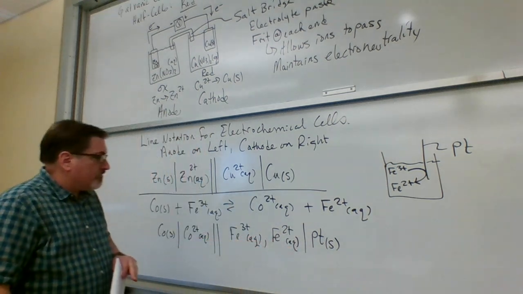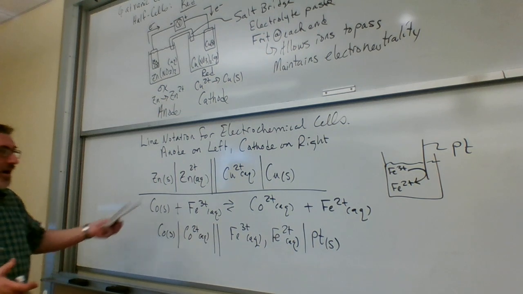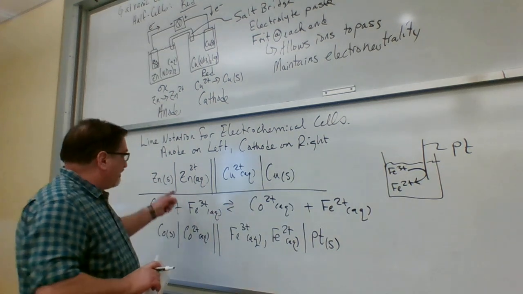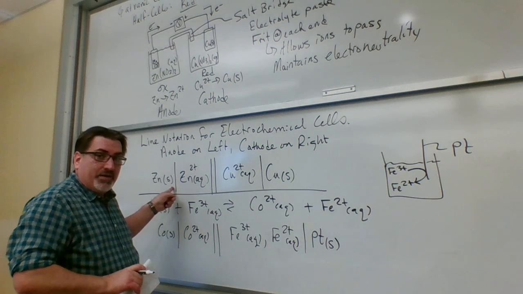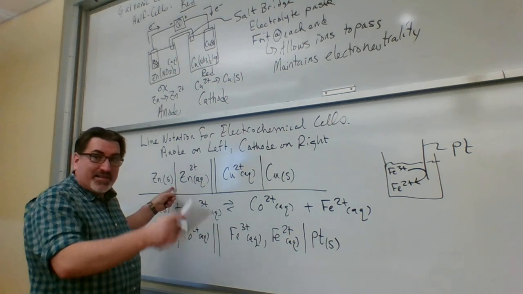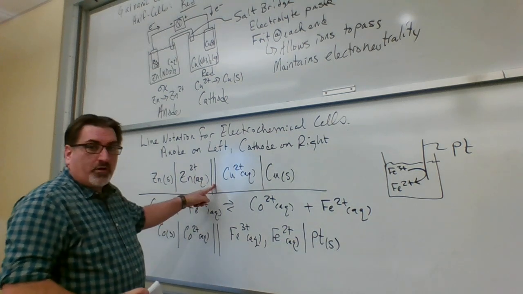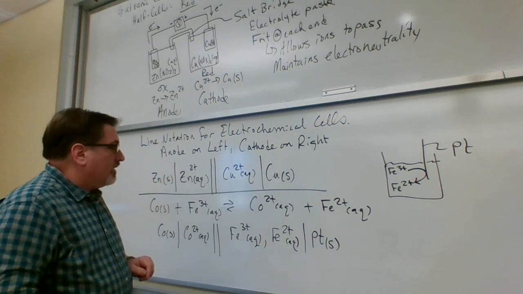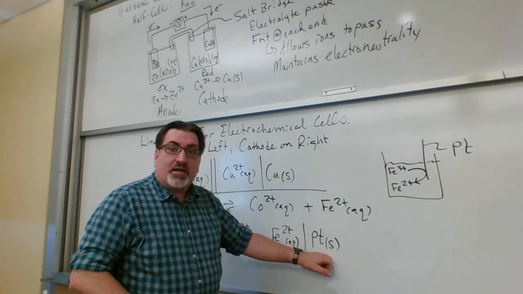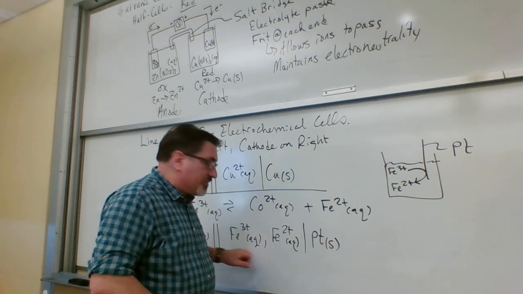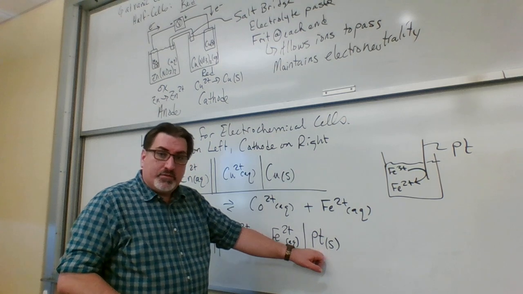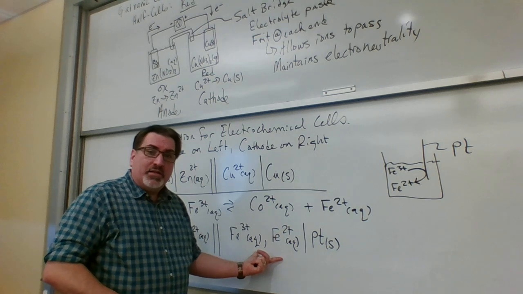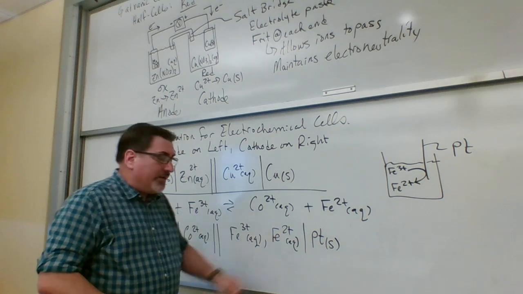Okay? So those are the things about these diagrams that you're likely to come across in a class like this. The vertical bars are for every single phase boundary, solid to aqueous, aqueous to gas, whatever. The double vertical bars are always for the salt bridge. They separate the half reactions. If we have just a conductor present, because we don't have a conductor as part of our redox, it will be listed separately. If we have multiple ions from the same element in solution together, they're separated with a comma.